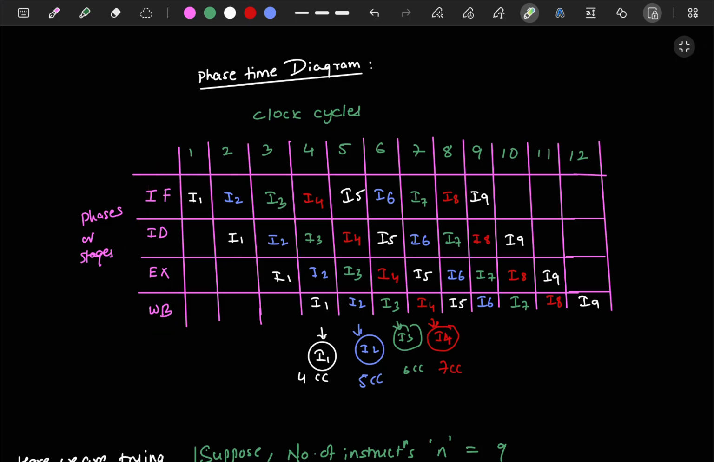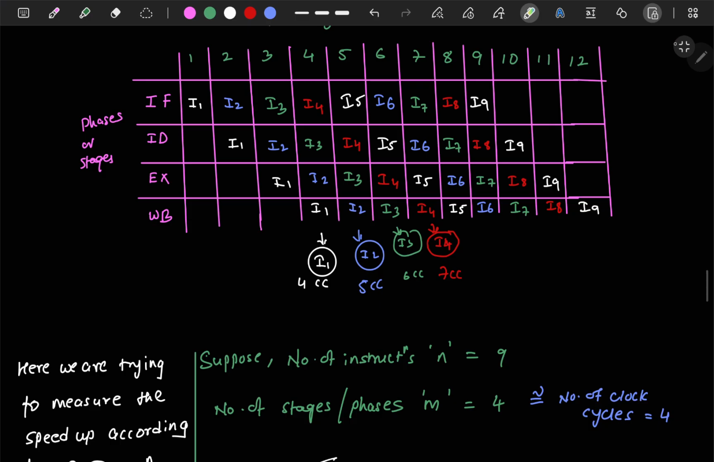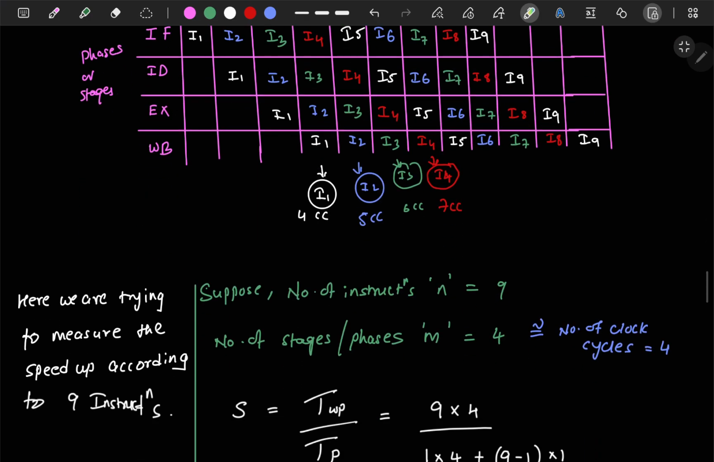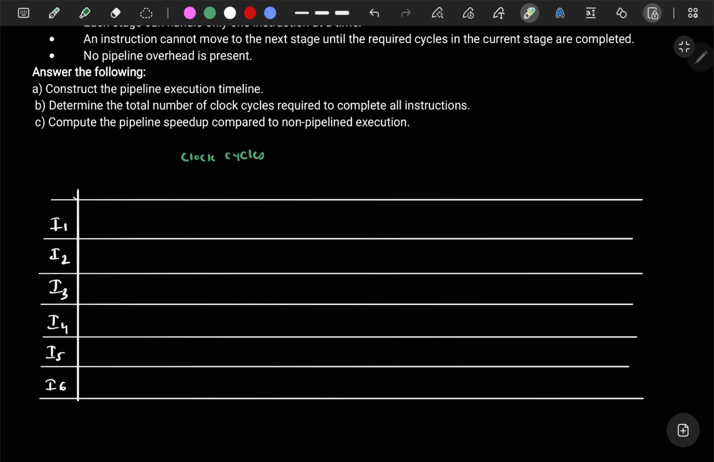Now what we will do is reverse it. We will put the instructions in the rows, and we will put the stages inside the cells. Why am I doing this? So that you can solve the question easily. When we do this reverse thing, solving the question becomes particularly easy. I will show you with an example so you will understand. We will design this phase time diagram again, and we will see how we can solve it.